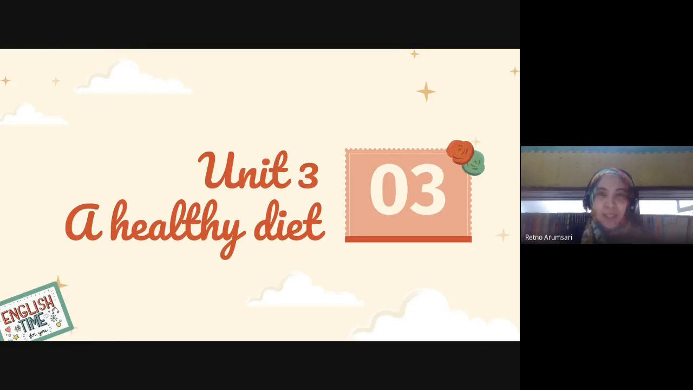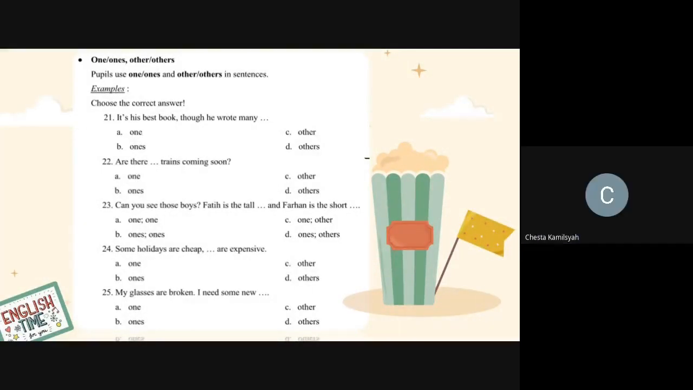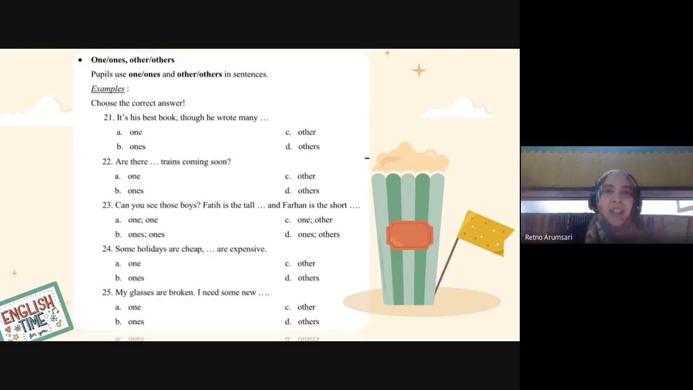Okay, thank you, Quinza. Let's go to Chesta. For Unit 3, a healthy diet, one, others, other. This is still fresh in your memory, right? Because it was in your daily test. Okay, Chesta, number 21. It's his best book, though he wrote many others. Yes, many others. Not only one, but a lot.